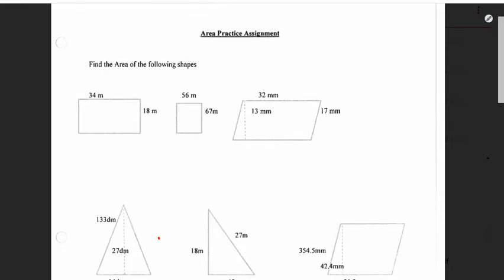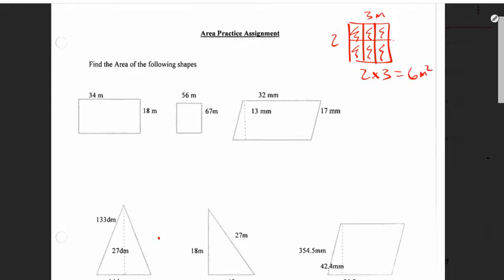And what we basically do when we're finding area is, if I have, say, a 2 by 3 shape, that means it's 2 centimeters by 3 centimeters, or 2 meters by 3 meters. To find the area, you just take the sides and multiply, because it's 2 by 3. So I end up with 6, and we'll call them meters squared. It's just side times side.